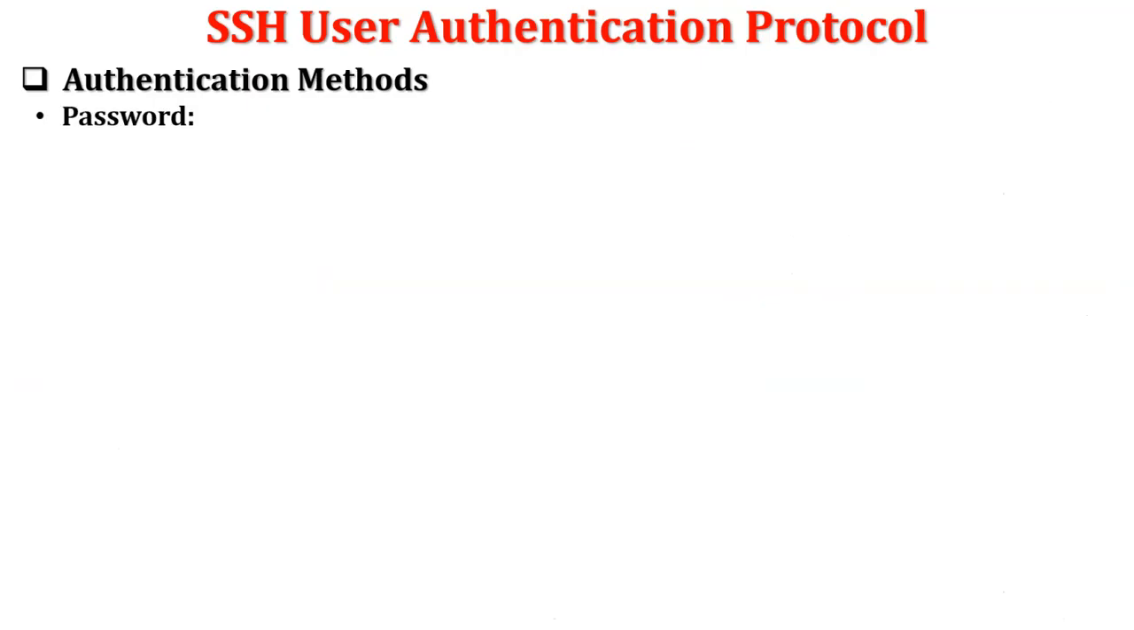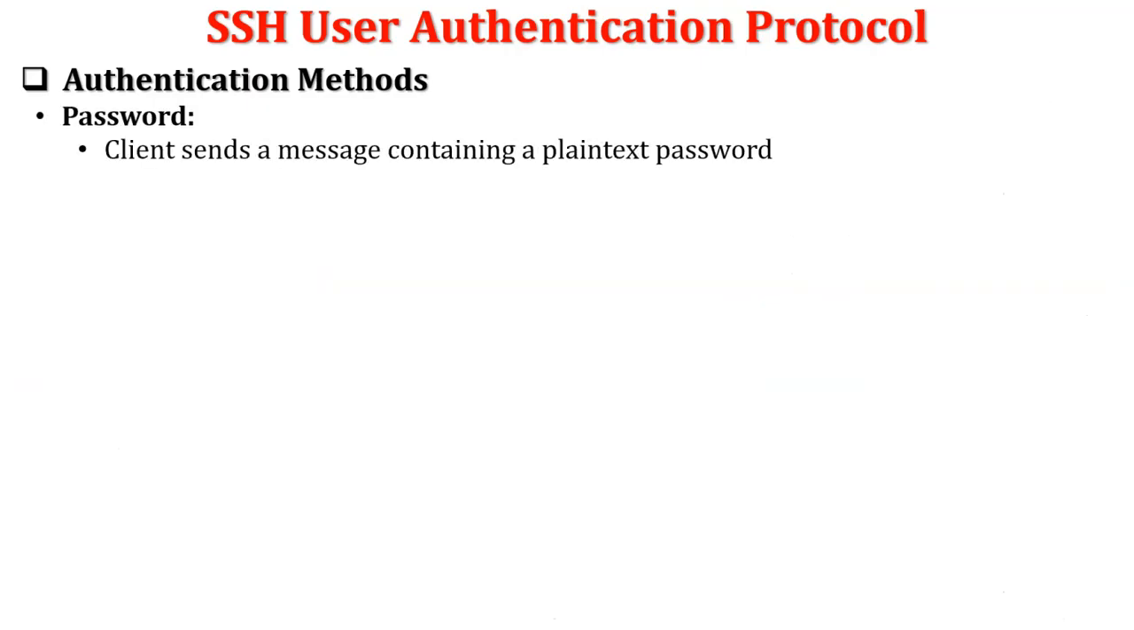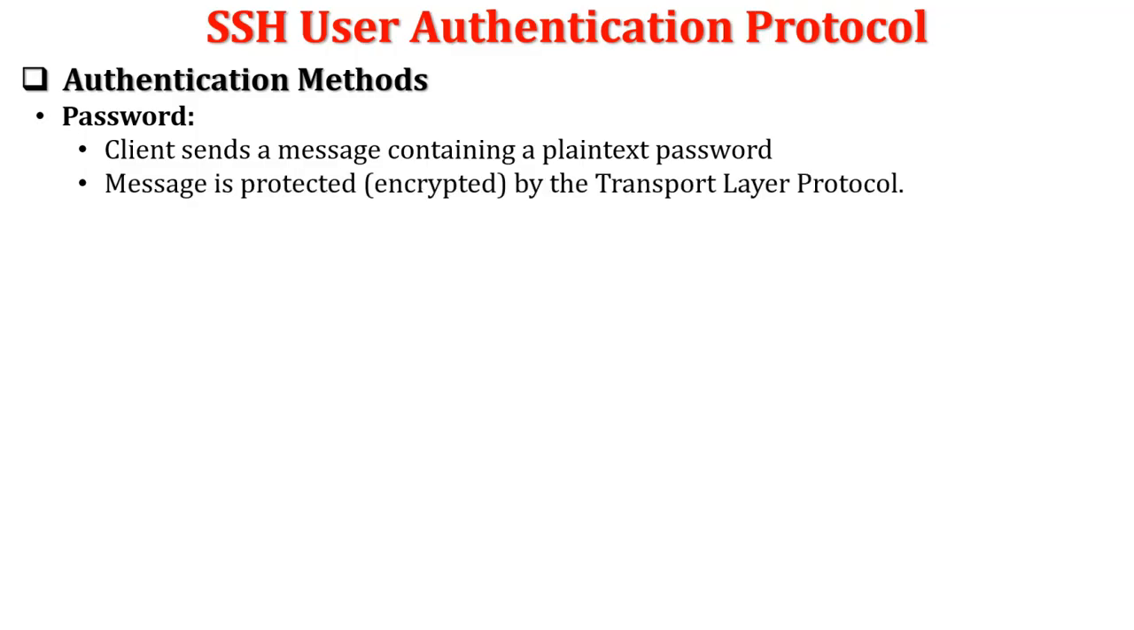Next authentication method is password. In this method, the client sends a message containing a plain text password. And this message is encrypted by the Transport Layer Protocol. So this is the simplest method of authentication. So this is all about authentication methods.